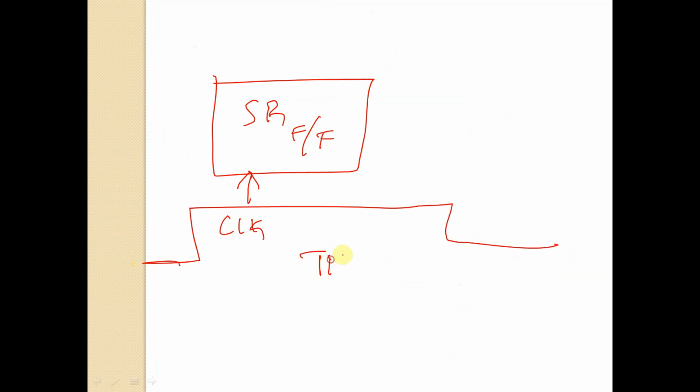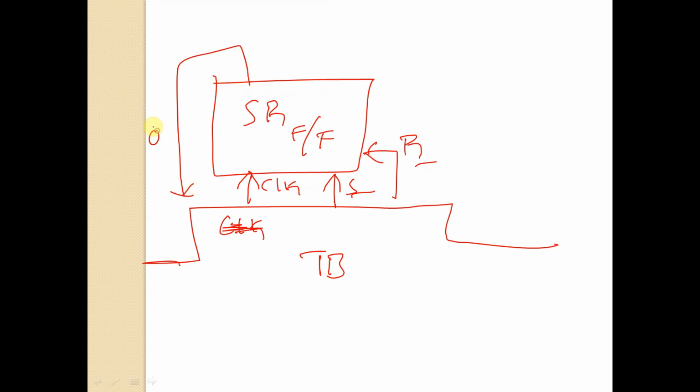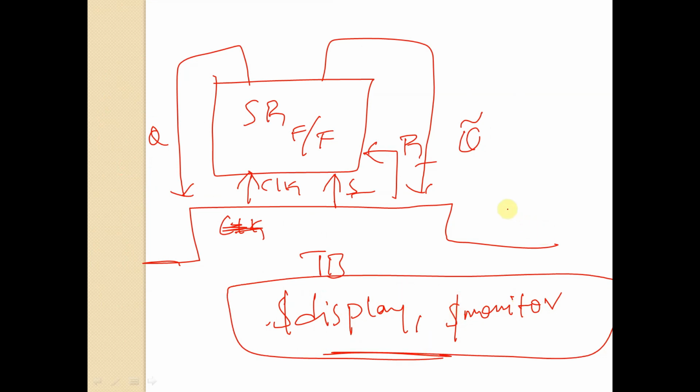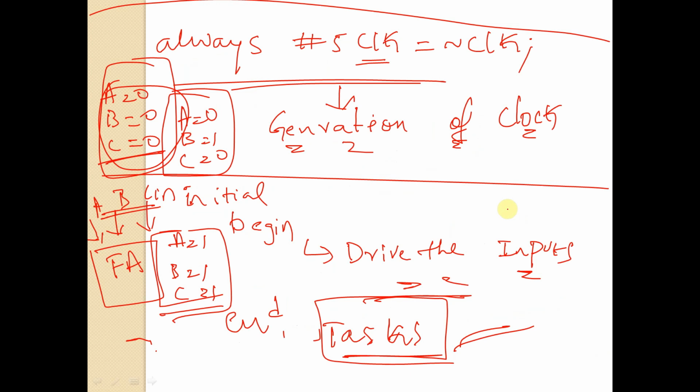So this is the test bench. We will generate a clock and drive the clock to the SR flip-flop, and we will drive the S and also the R. So we will drive S and R, and we can capture the outputs Q and Q bar in our test bench. And if we want to display, we can use the $display statements and $monitor statements for displaying the outputs. And also we can display the inputs and check the inputs and outputs. So this is the general method or the way we can write our test bench for testing our design.